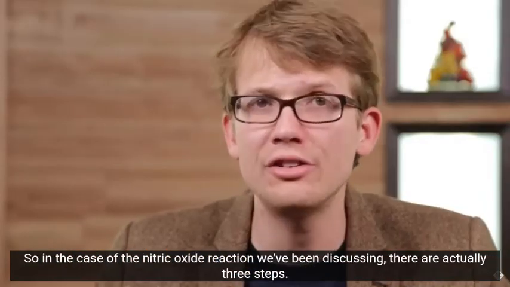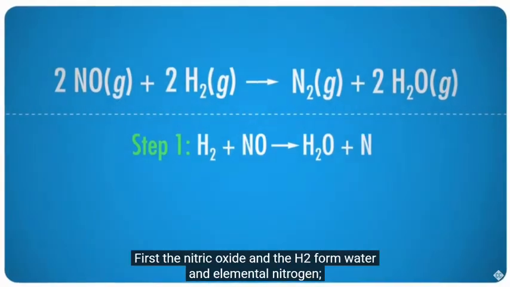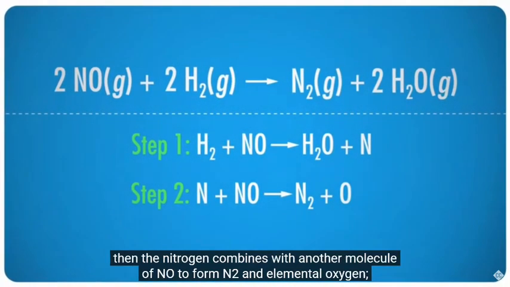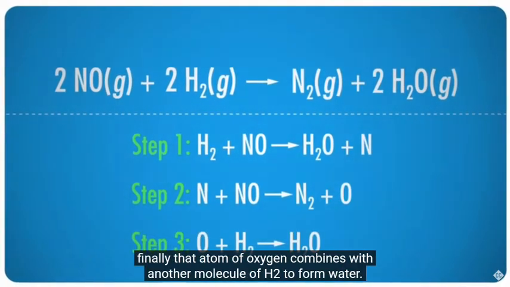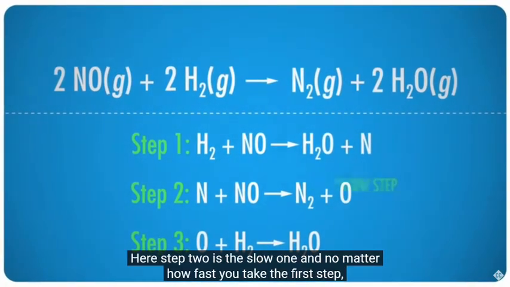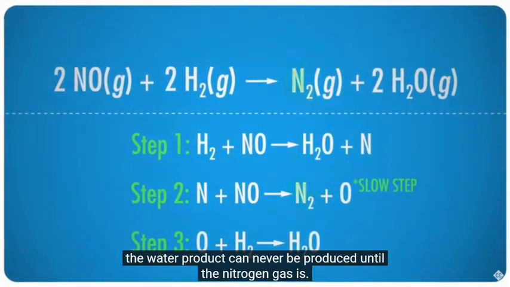So in the case of the nitric oxide reaction we've been discussing, there are actually 3 steps. First, the nitric oxide and the H2 form water and elemental nitrogen. Then the nitrogen combines with another molecule of NO to form N2 and elemental oxygen. Finally, that atom of oxygen combines with another molecule of H2 to form water. Here, step 2 is the slow one, and no matter how fast you take the first step, the water product can never be produced until the nitrogen gas is.